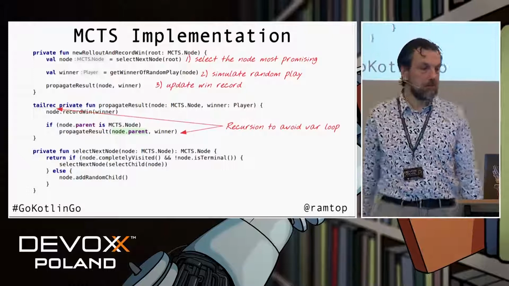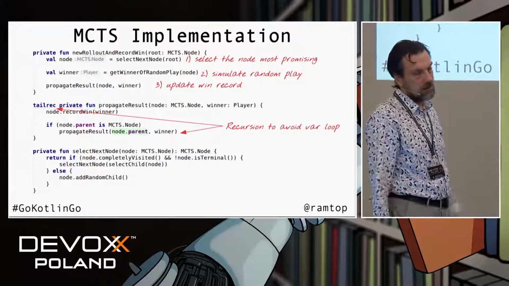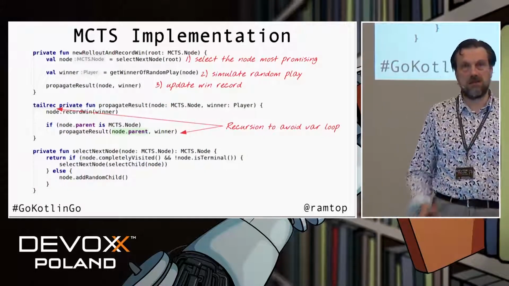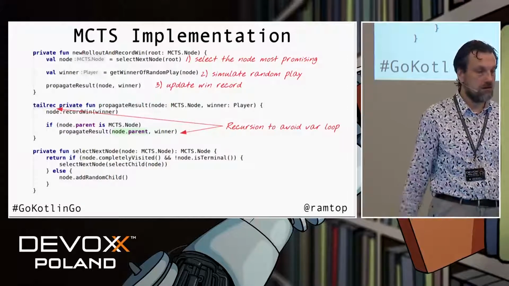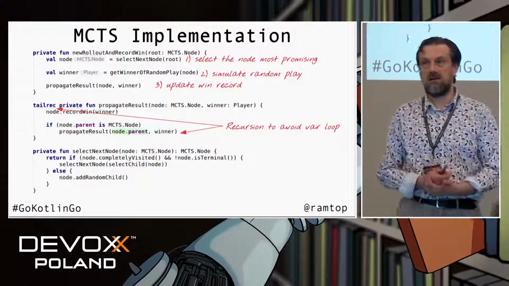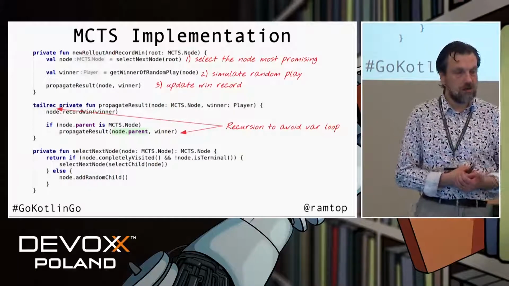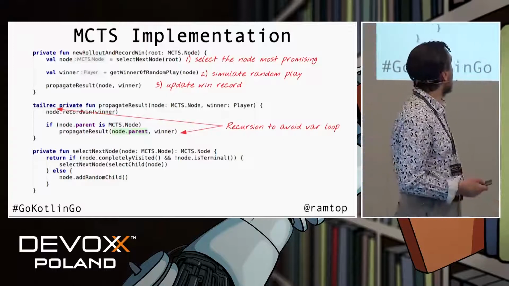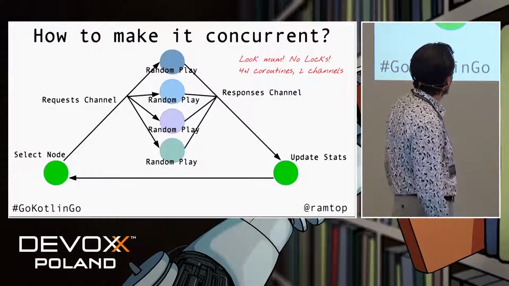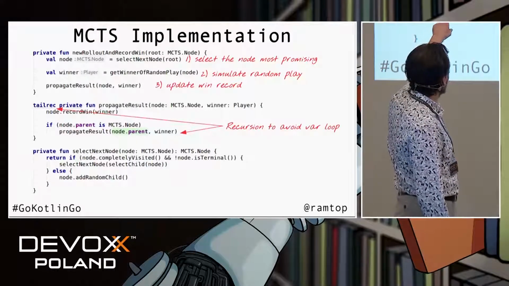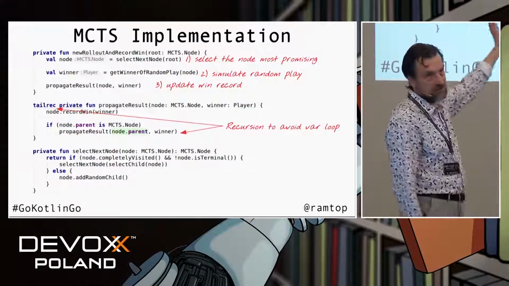Now we have a problem. Okay, this works, and it works well, no problem. But how can we make this run on multiple cores? Because we have strong PCs now with a lot of cores, and this is completely single thread. And we can see that the select node must be something that is unique.